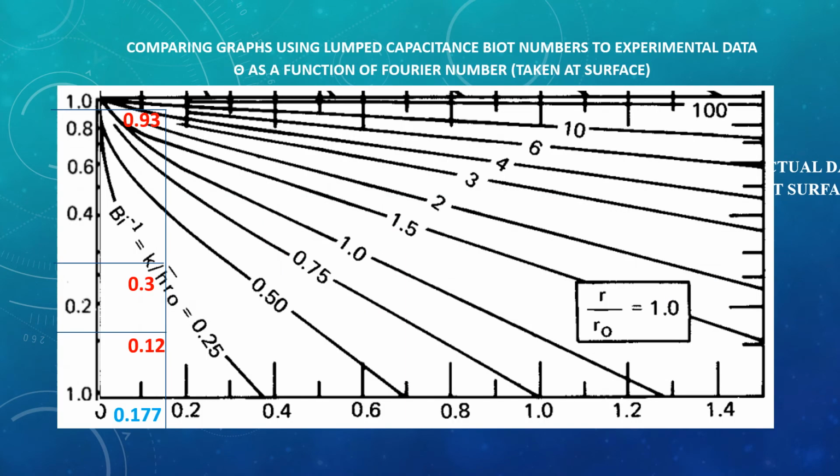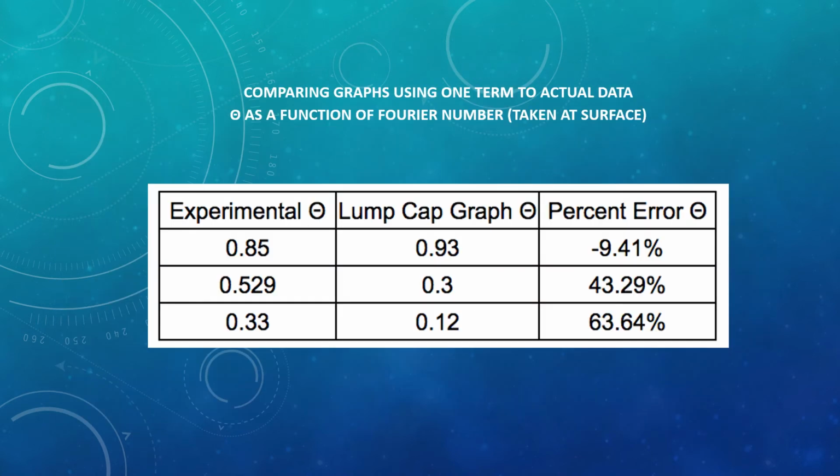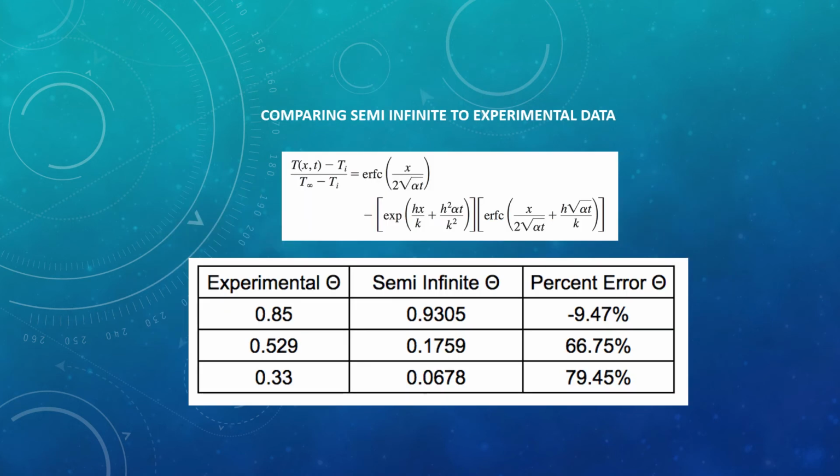And then the lumped capacitance Bi numbers gave us a little bit different and a little bit more accurate numbers actually. So using the same process as the one term graph before, we found our thetas. Theta is the axis on the left, Fourier number is the axis on the bottom. And it was actually quite a bit more accurate throughout. And we'll compare everything here in a little bit.